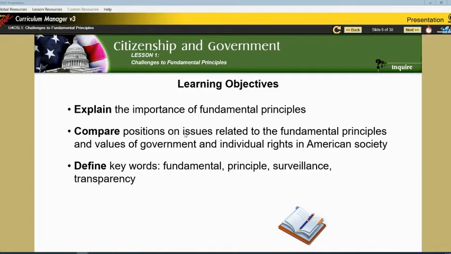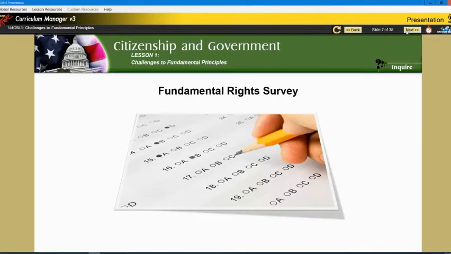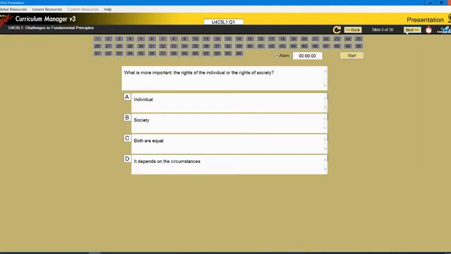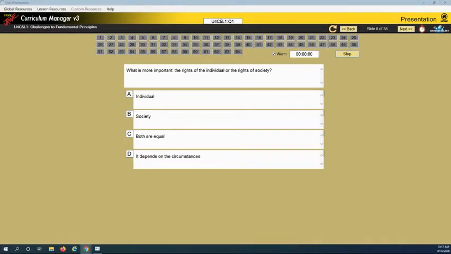Keywords of fundamental principles: surveillance and transparency. We've already talked about the first 2. What is more important, the rights of the individual or the rights of society? This one's personal. Your personal thought. What's more important? The individual rights, the society rights, are they both equal? Does it depend on the circumstances? So you guys come up with your own answer for this one.